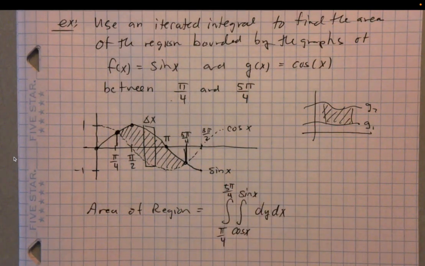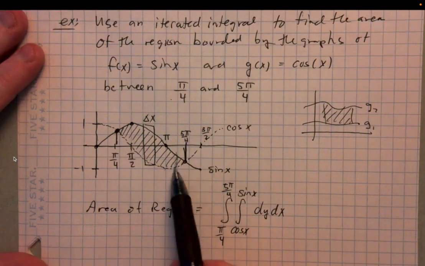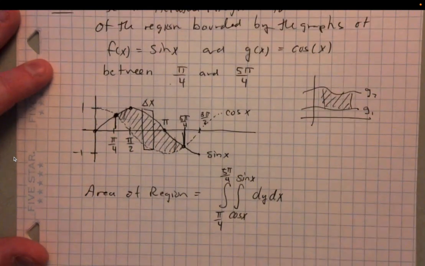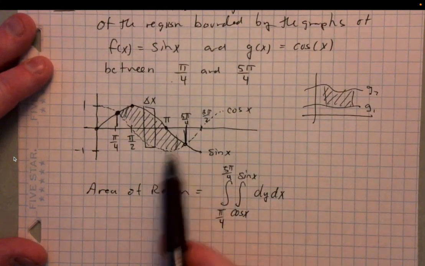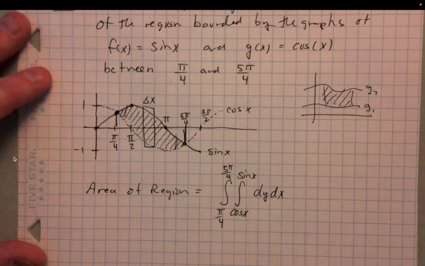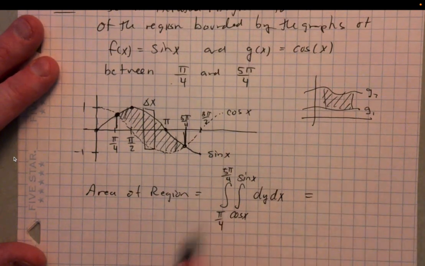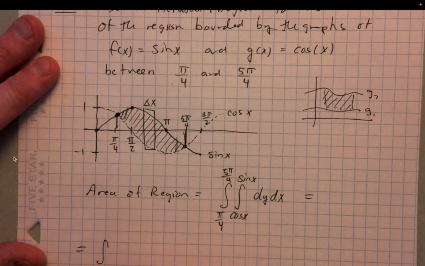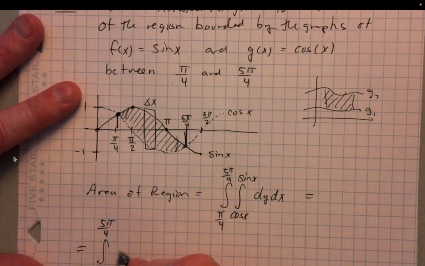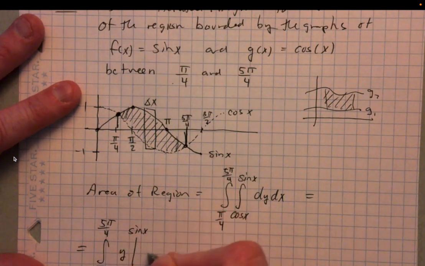Now, if the sine and cosine didn't necessarily intersect at those points, like maybe you were cutting off your limit of integration there, that would be fine. You could just plug in whatever those bounds happen to be. Now, if they cross over, though, then you have to do something different. But in this case, it's easy to just plug those straight in, and then we can integrate this. All right, so this is going to be the integral from pi over 4 to 5 pi over 4, and then it's going to be y evaluated from cos x up to sine x dx.